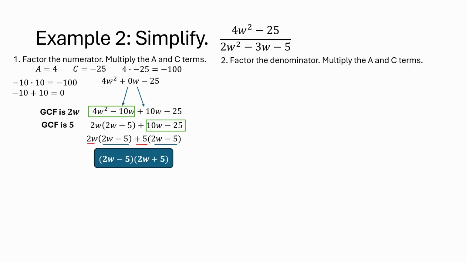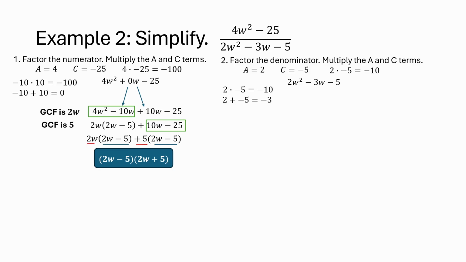Now we're ready to factor the denominator, and so we're going to multiply the a and the c terms. So a is equal to 2, c is equal to negative 5. So we're going to do 2 times negative 5 to get negative 10. And so the denominator is 2w squared minus 3w minus 5. So we're looking for two factors that multiply to get me negative 10, but then add to give me that middle term of negative 3. So the two factors will be 2 and negative 5. 2 times negative 5 gives me negative 10. 2 plus negative 5 gives me that negative 3.